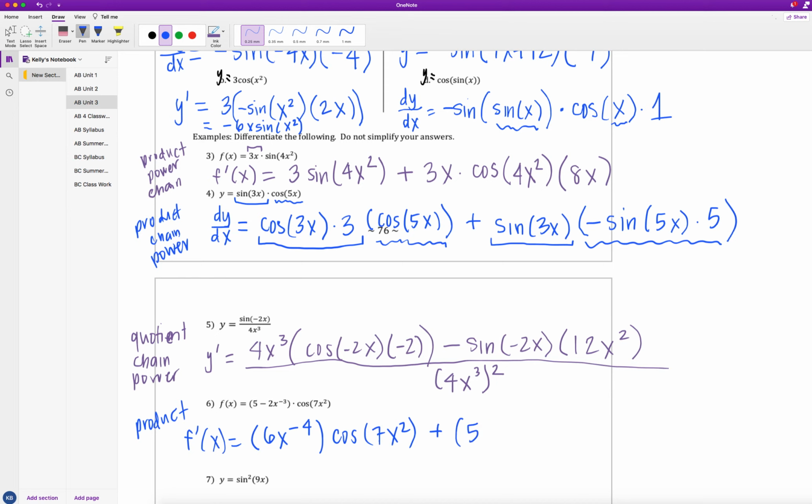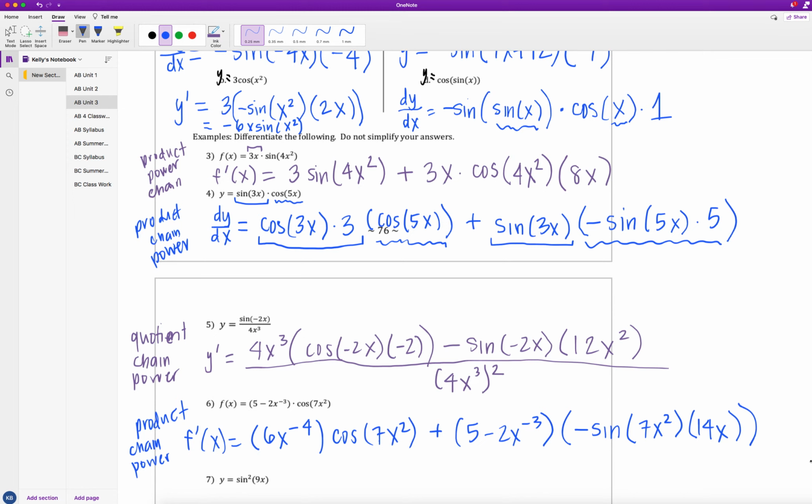now I keep the first function the same, the 5 minus 2x to the negative third, times the derivative of our second function, which will be a chain rule. We've also used a power rule already, and we'll use it again. But to take the derivative of cosine of 7x squared, I have a chain rule. Cosine is our outermost function. The derivative of cosine is negative sine. Keep the inside the same, times the derivative of the inside, which is going to be 14x. Just make sure we close all of our parentheses.